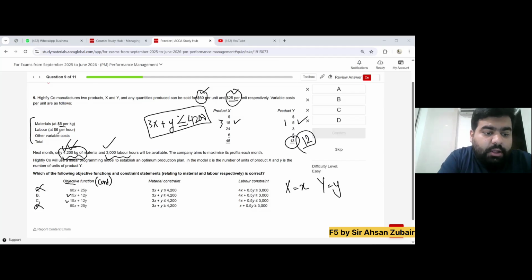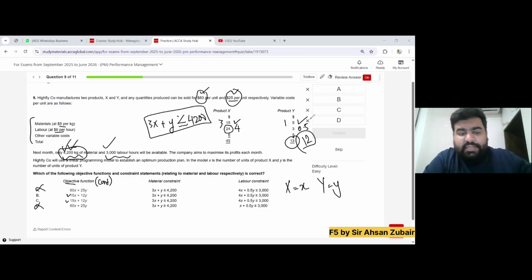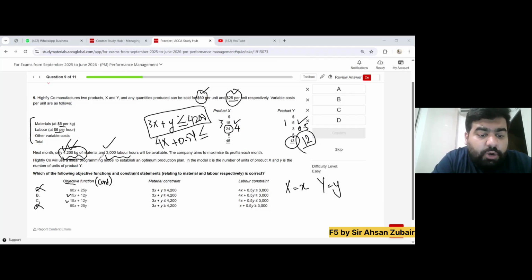And for labor, the rate is given as 6. Total labor cost 24. 24 divided by 6, so 4 hours X is taking, and 3 divided by 6, so 0.5 hours Y is taking. So the equation for the labor will be 4x plus 0.5y should be less than or equal to 3,000, because you have a maximum of 3,000 labor hours.